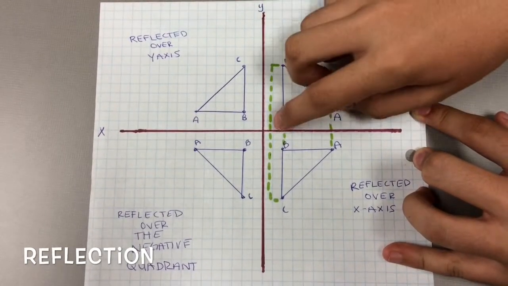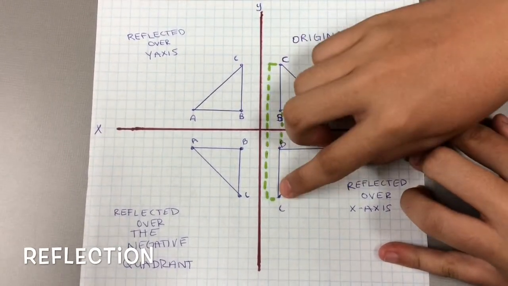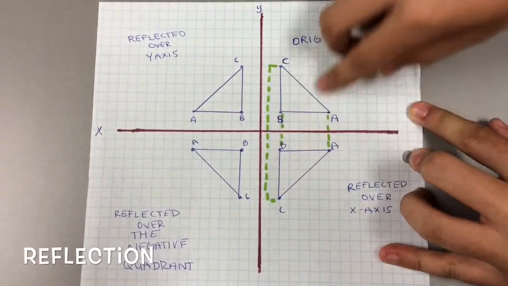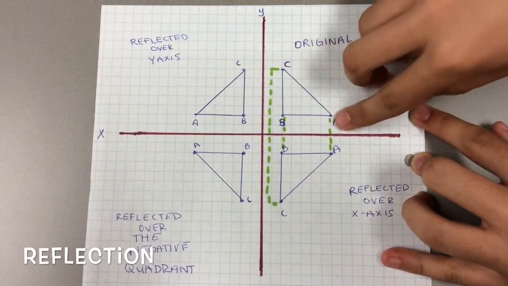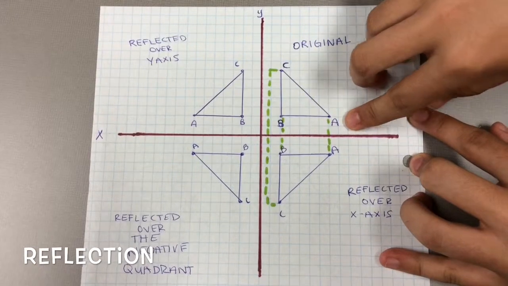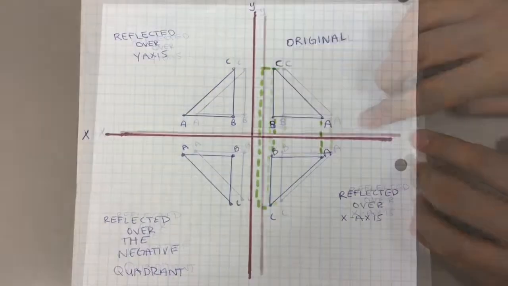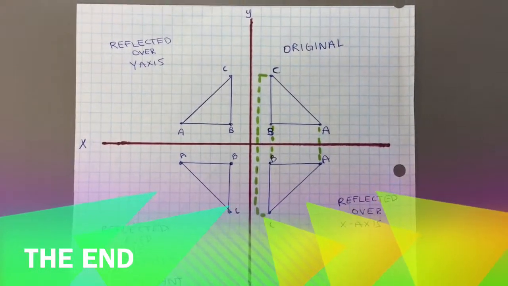Point C, you would count 7 to hit the x-axis and then go down 7, and you would reach point C'. And then for point A, you would just count 2 to go to the x-axis and go 2 more down to go there. And that's how you reflect an image over the x-axis.